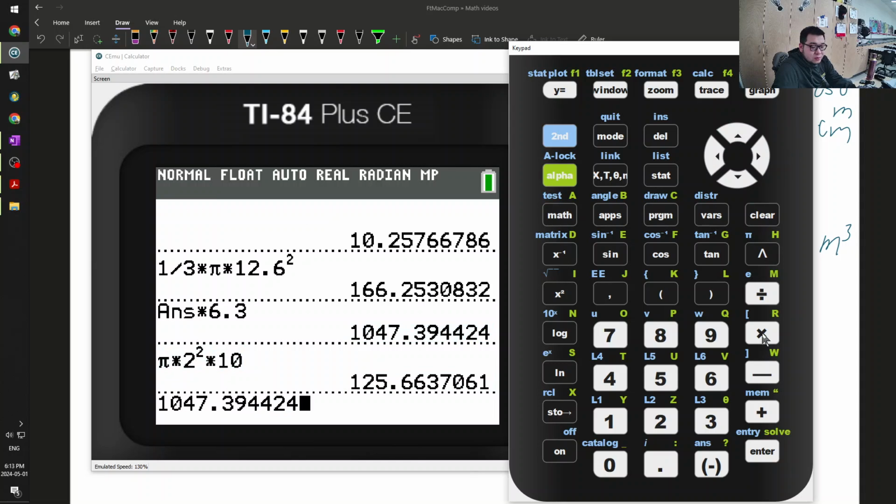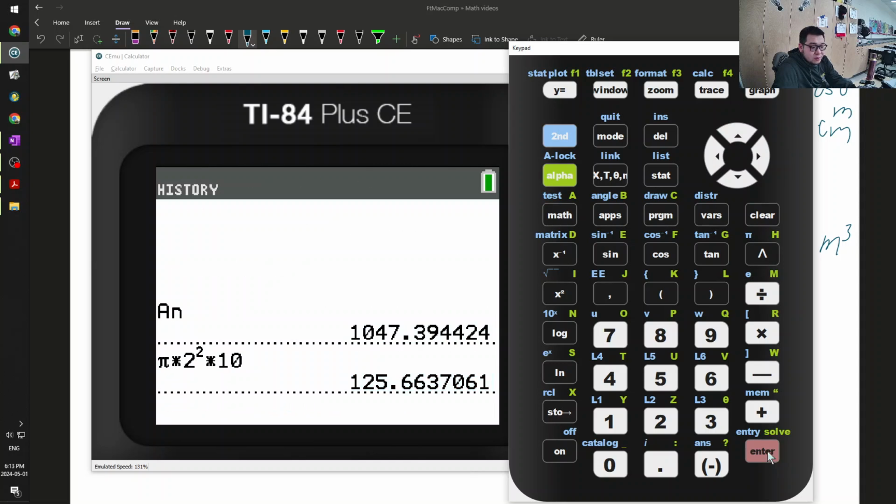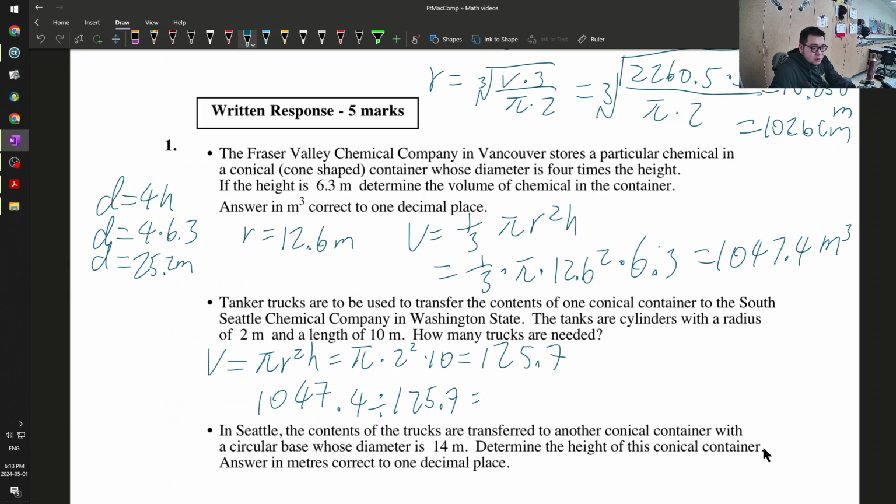Okay, in my calculations, I will try to keep all my decimal places. 8.33. So 9 trucks, since you always have to round up.